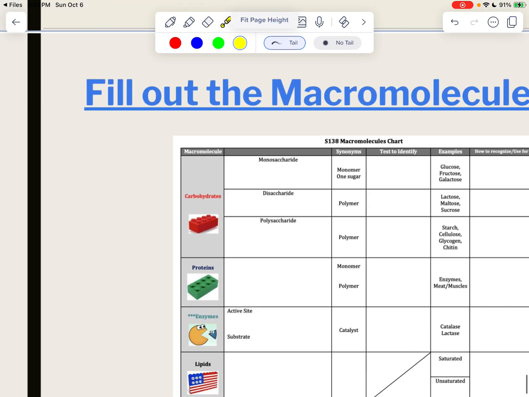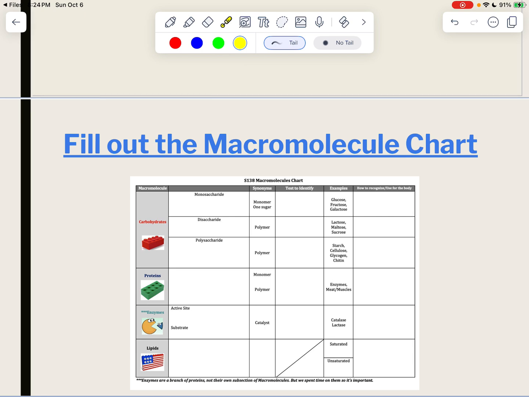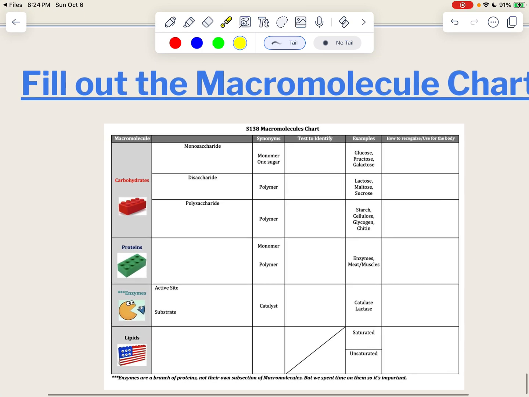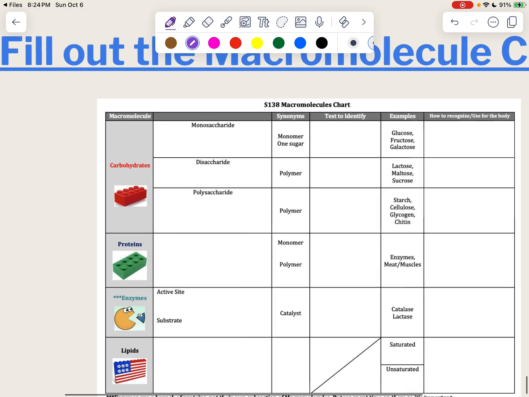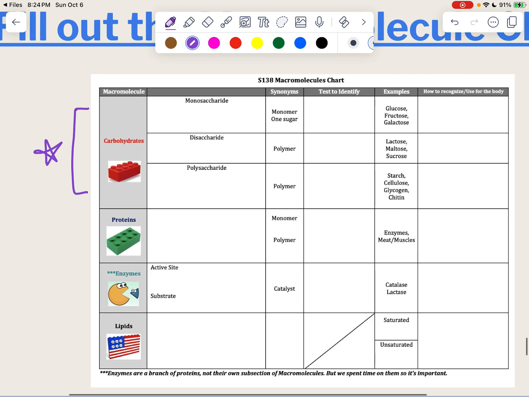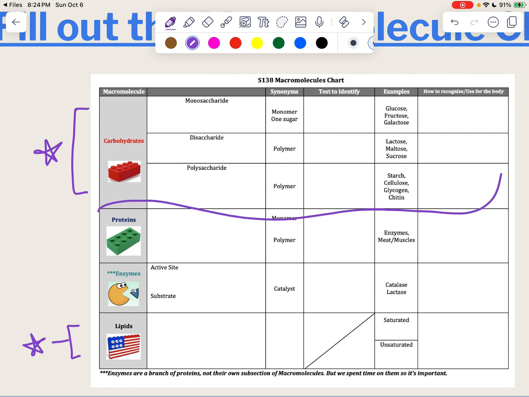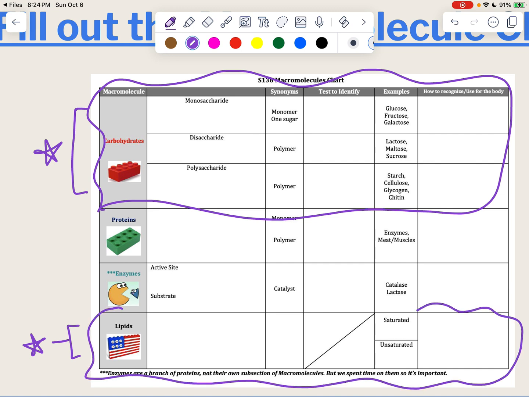And then our last part is that we need to fill out our macromolecule chart. So this should be posted in Schoology somewhere for you to fill out. Basically, what you need to do is take time to fill out this old information, which is the carbohydrate section. The Lego pieces are just there to remind you that they are building blocks, just like Lego pieces are. We also filled out the lipids one here from today. So you should have the carbohydrates section, which is this section up here, and this section here. So what you're doing is filling this out to the best of your ability.